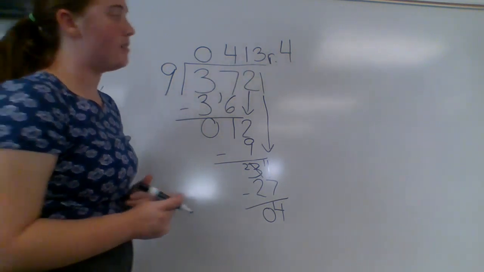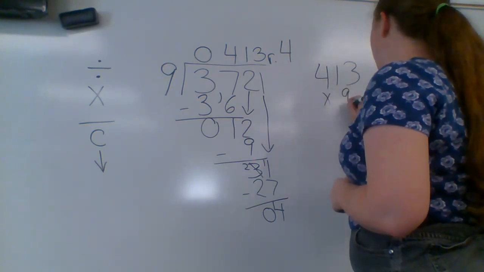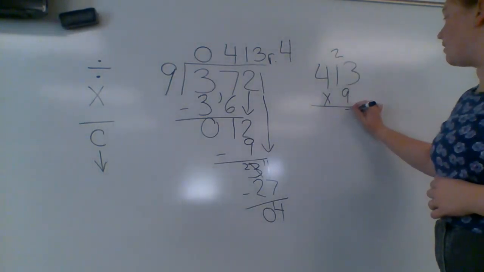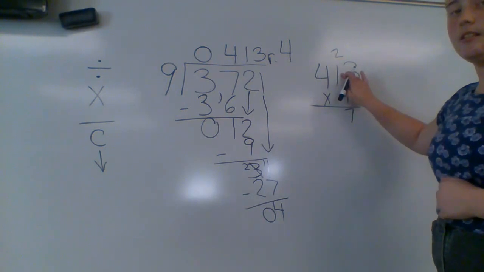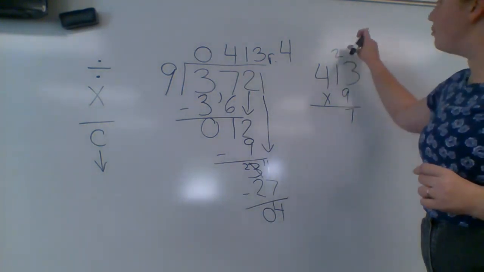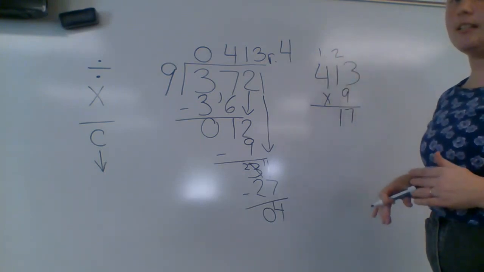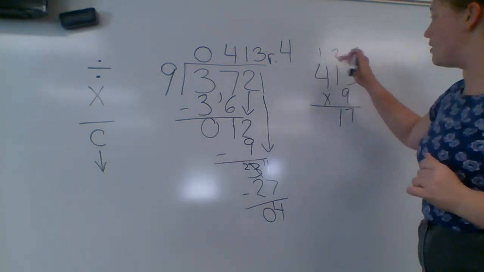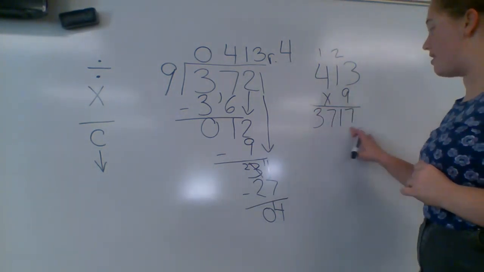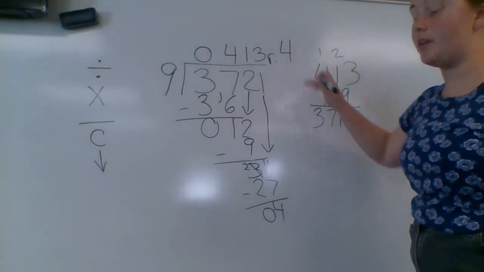Okay, let's go ahead and check. Okay, 9 times 3 is 27, carry the 2. 9 times 1 is 9, plus 2 is 11. 9 times 4 is, good, 36, plus 1 is 37. Now, my problem, of course, is that 3,717 is not the same as 3,721, but I do have this 4 up here, so let's add it.